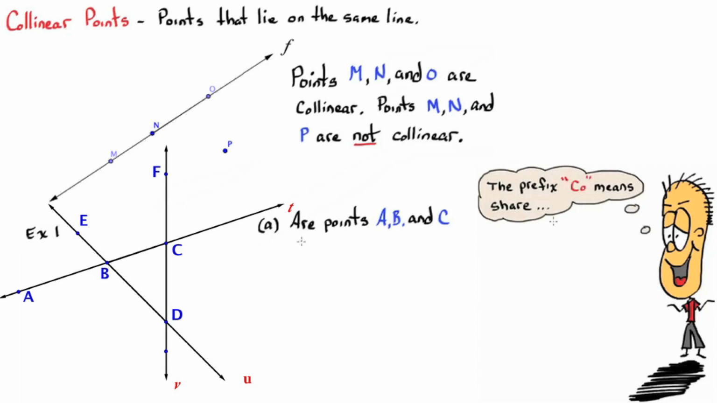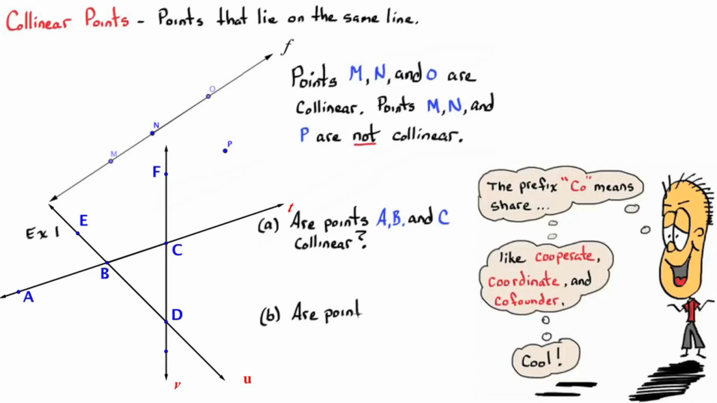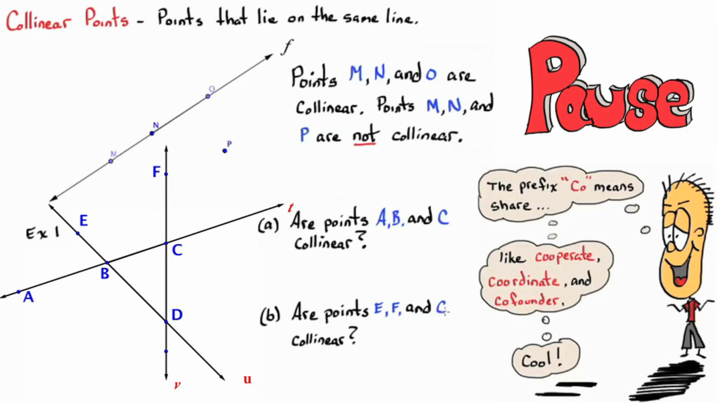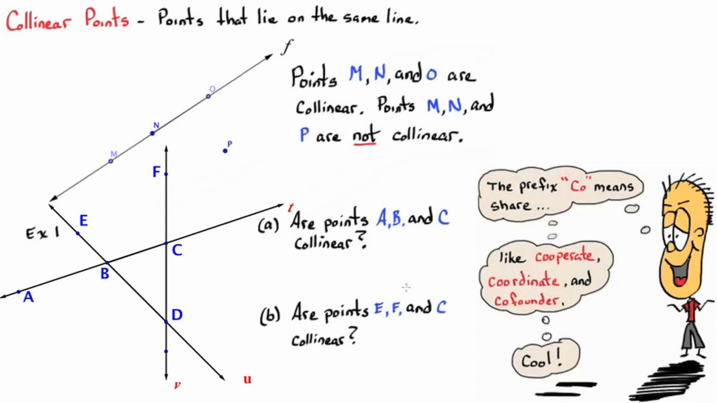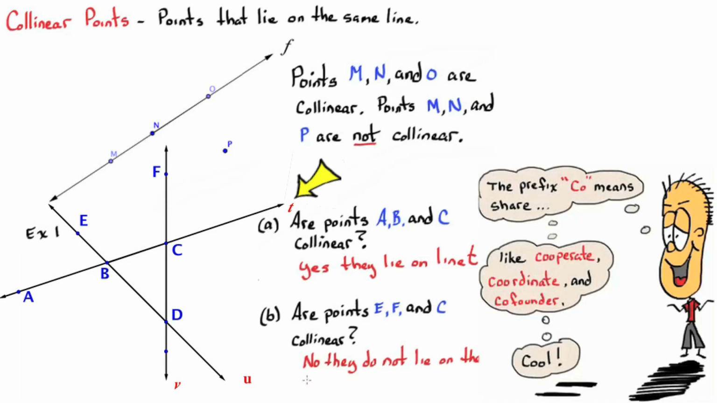Example 1, Part A. Are points A, B, and C collinear? Part B. Are points E, F, and Z collinear? Pause the video and give it a shot. The answer for Part A is yes, they lie on line T. For Part B, no, they do not lie on the same line, as you can see. Okay, hope that makes sense.